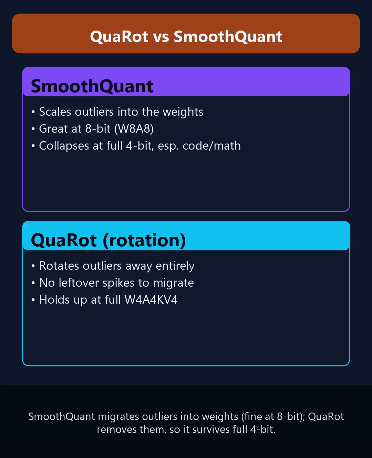How does this compare to the older approach, SmoothQuant? SmoothQuant shifts the outlier problem from activations into the weights by scaling, which works well at 8 bits. But push it to full 4-bit weights and activations and it falls apart, especially on code and math. Rotation-based QuaRot has no leftover outliers to migrate, so it holds up, where SmoothQuant collapses.